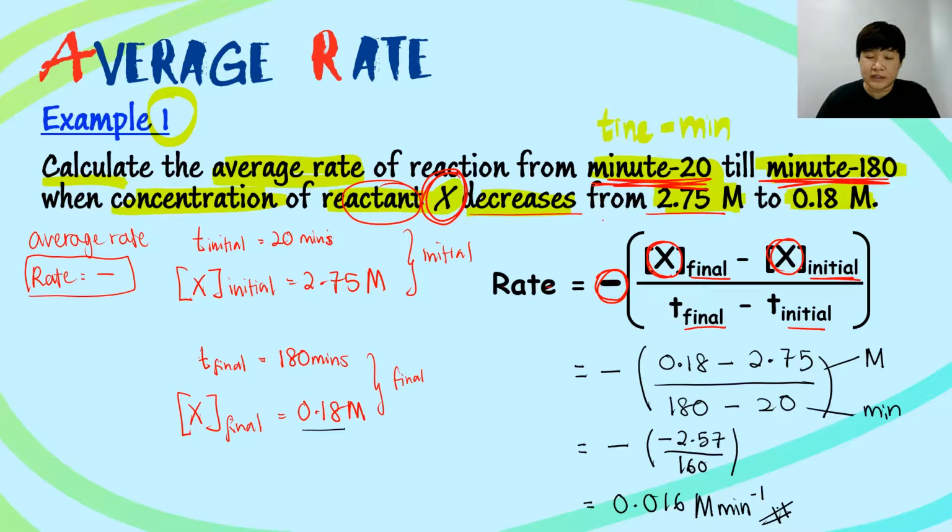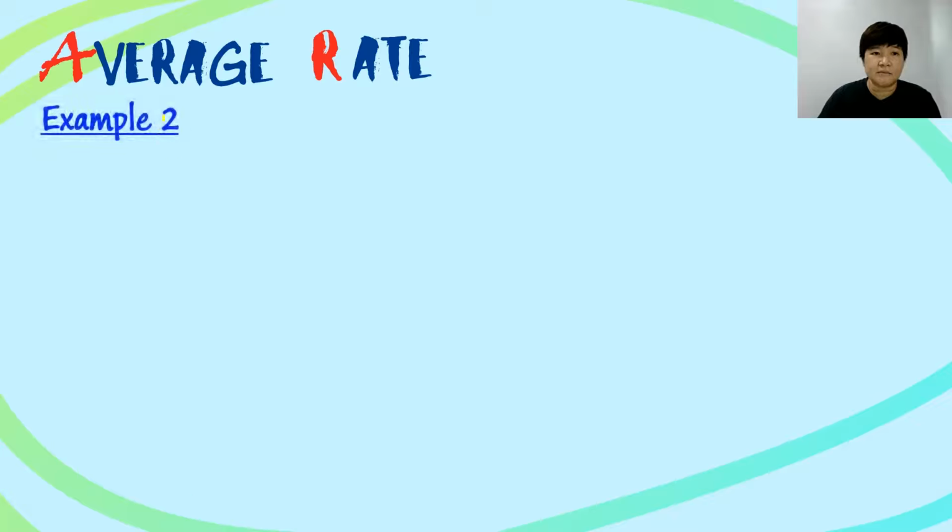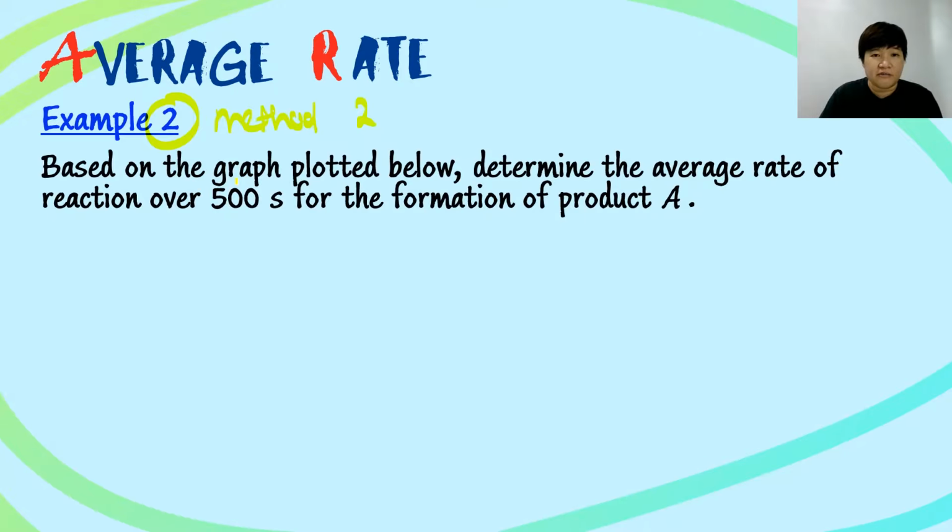So before you write the unit, make sure you check the unit of time. Make sure you know what unit your time is in. For the second example of the average rate, we'll be using method 2. Method 2 requires a graph. To save time, I have plotted the graph for you. Based on the graph plotted below, determine the average rate.